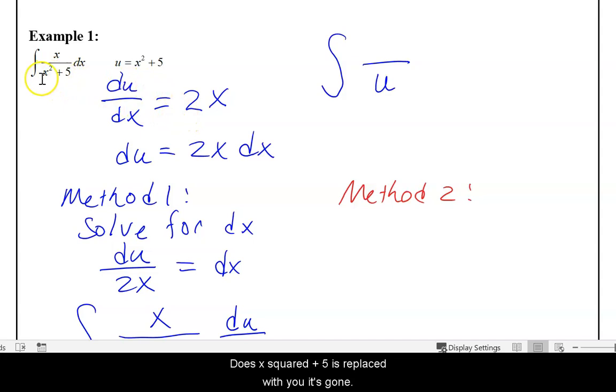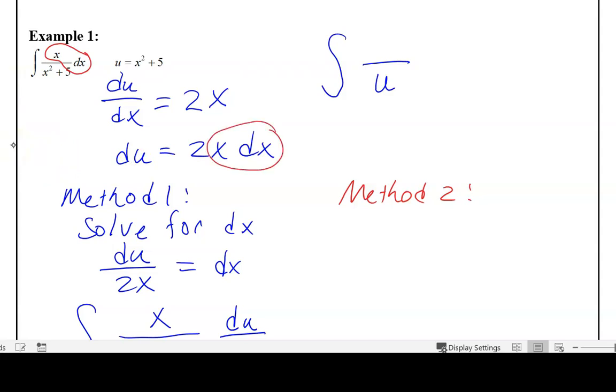Since x squared plus 5 is replaced with u, it's gone. But what's left behind is the x dx. That will be this part here. In other words, I have x dx already. I just don't have the 2. So what I do instead is I solve for what's present other than u.